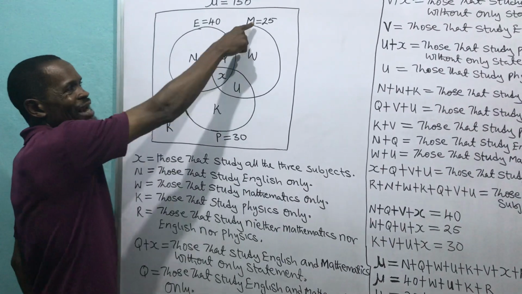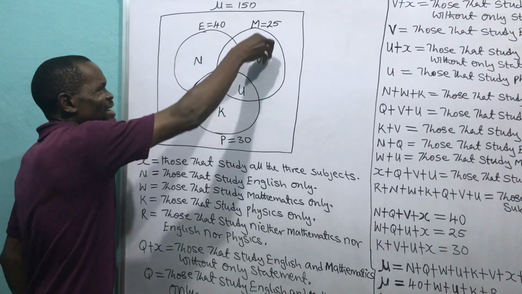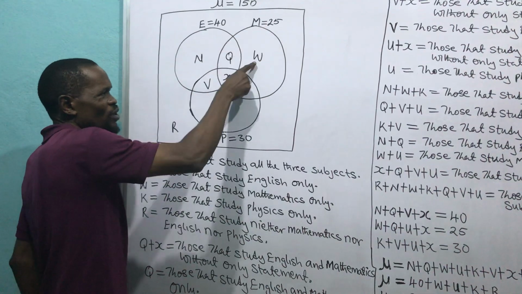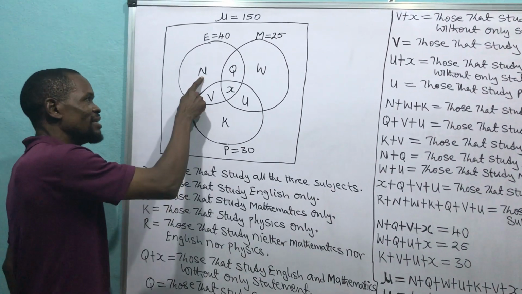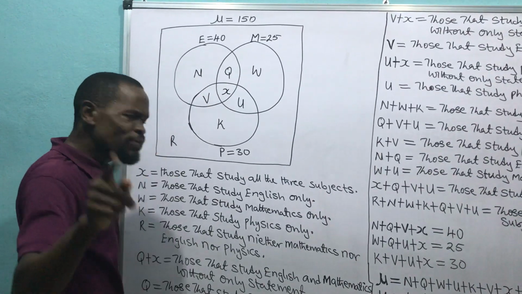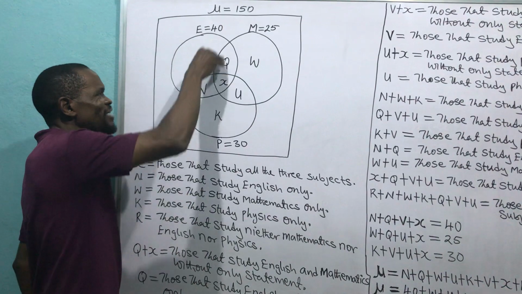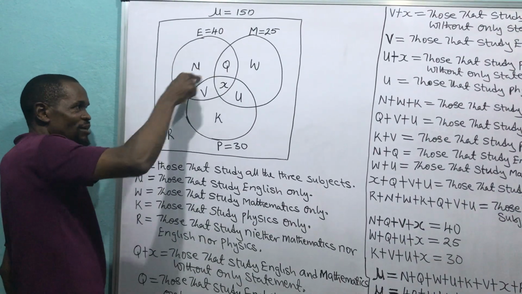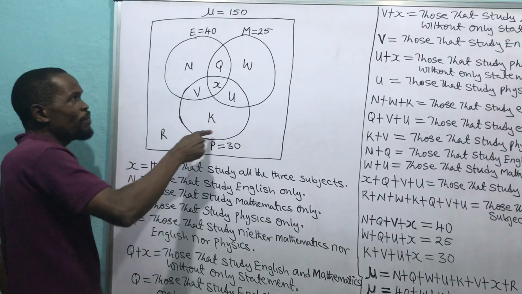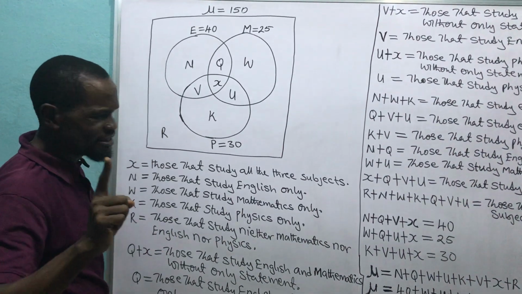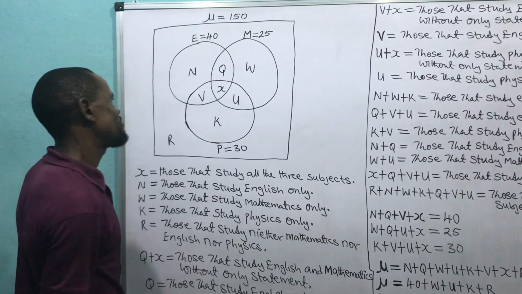W, people that study only mathematics. This is the people that study only mathematics. That means this place as a whole, this W, stands for the people that study only mathematics. N stands for those people that study English only. That's only English. You look at them here, this particular place. K, which is this, are the people that study only physics. Physics only. There must be only.